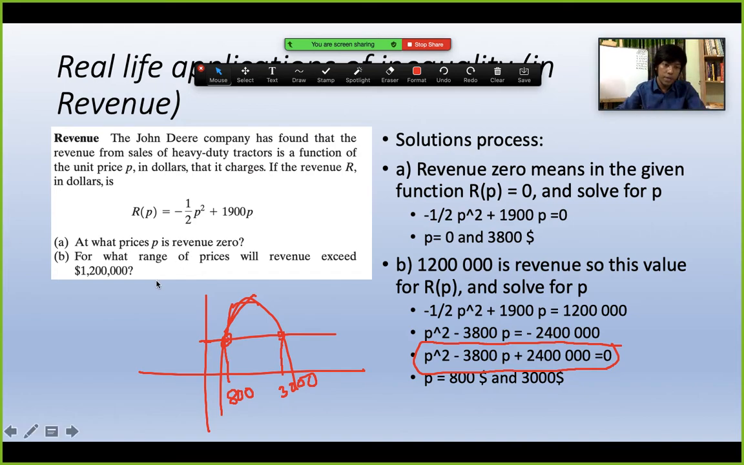Suppose they could give us 1,100,000 or 1,300,000 instead of this 1,200,000. So we have to put 1,100,000 or 1,300,000 here. That means the line is moving to different places, and for different places, we have to calculate from where to where you have that condition fulfilled. This can happen in real life also, since it is a parabola.